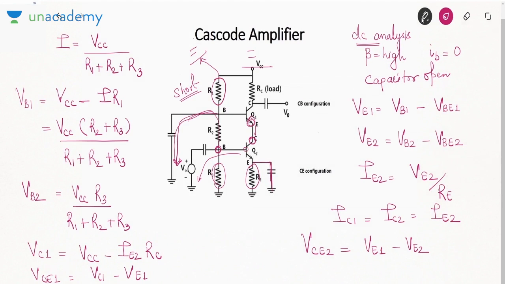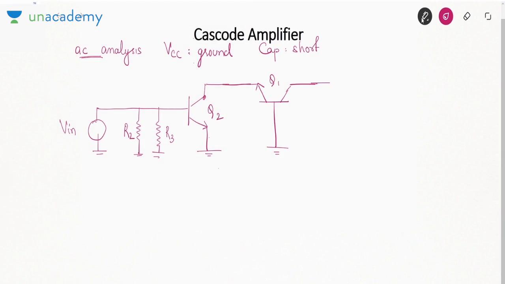This terminal of R2 is connected to the base of Q2. This terminal is connected to ground. What about R1? This terminal is grounded and this terminal is also grounded. So R1 is shorted. What about RC? RC is connected between the collector of Q1 and ground, and this is connected to V0.